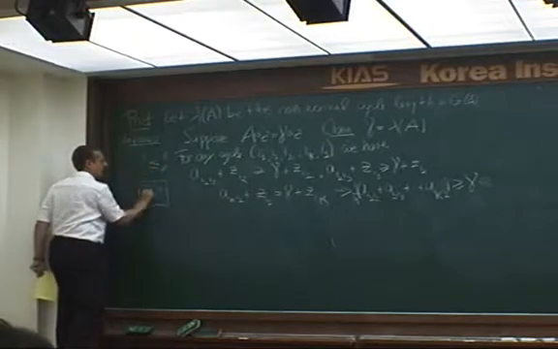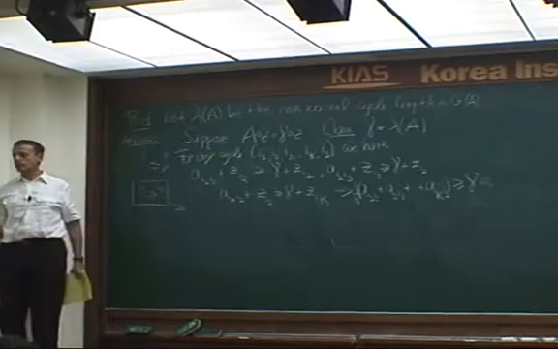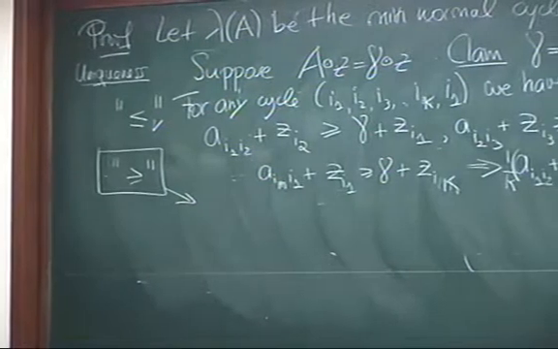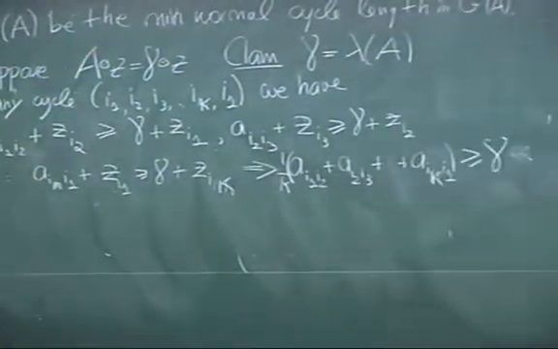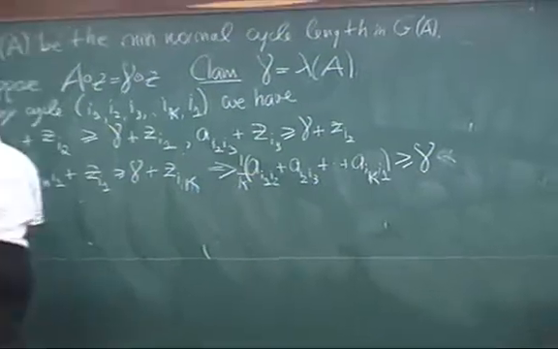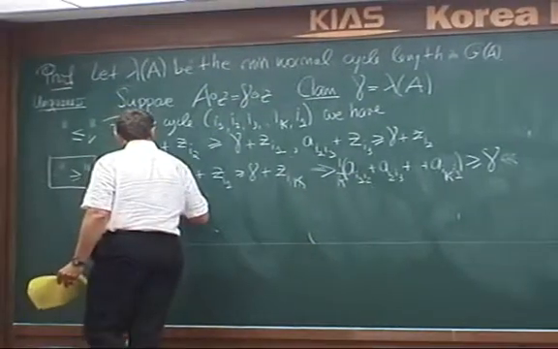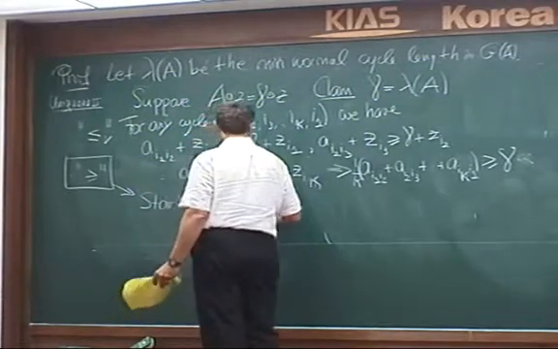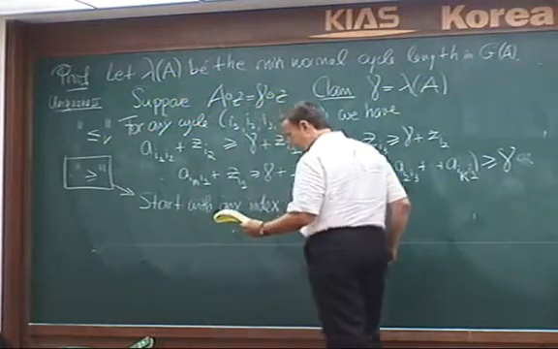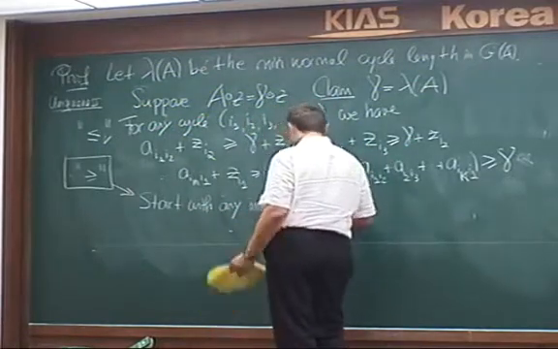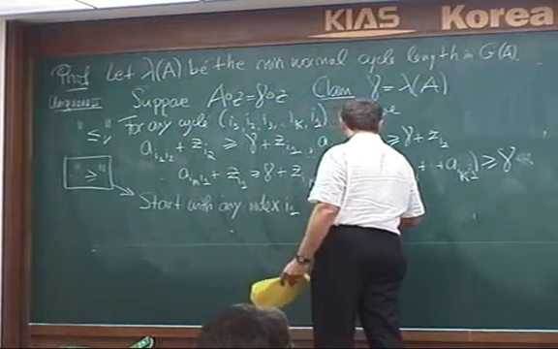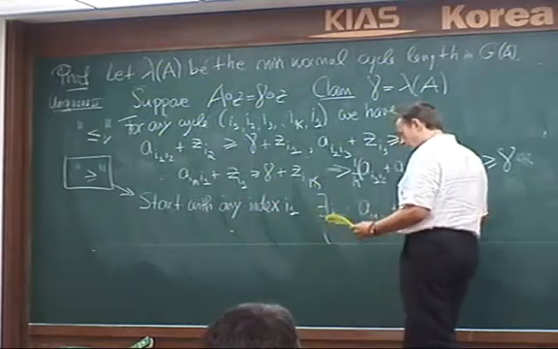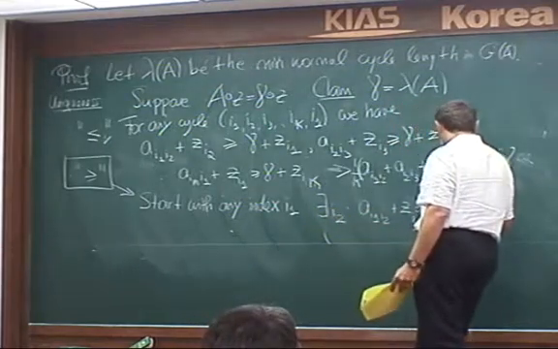Okay, so now let's do the reverse inequality. Okay, so I've shown that gamma is less or equal to lambda of A. Now I'm going to show that gamma is greater or equal to lambda of A. Okay, so for that, let's start with some index. I'm going to start with any index I1. Well, then there exists an I2 such that A I1, I2 plus Z I2 is equal to gamma plus Z I1.